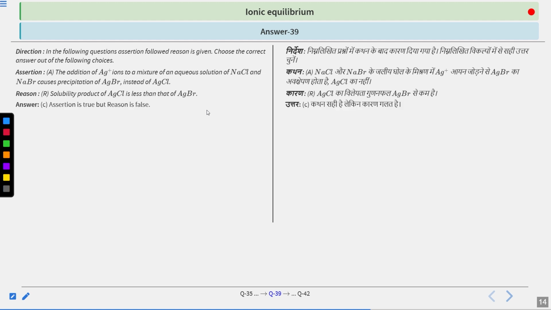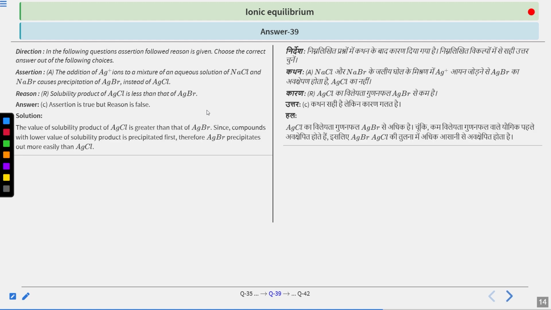So the answer is that the assertion is true, but the reason is false. The value of the solubility product of AgCl is greater than that of AgBr, and therefore AgCl is not precipitating out. So of course AgBr will precipitate out first before the AgCl, because the solubility product of AgCl is greater. Then only will there be more solubility and more possibility of addition of this Ag+ into solution without precipitation of AgCl. Clear? So your correct answer is C.